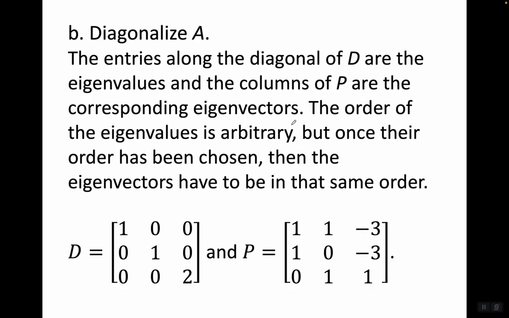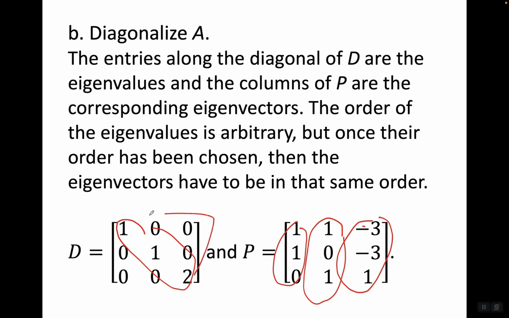Well, that's what we'll do. Let's diagonalize A. The entries along the diagonal of D are the eigenvalues, so in this case that's 1, 1, 2. And the columns of P are the corresponding eigenvectors. So this is the eigenvector for 1. This is the other eigenvector for 1, and this would be the eigenvector for 2. The order of the eigenvalues is arbitrary. So if we wanted to, we could have stuck 2 up here.